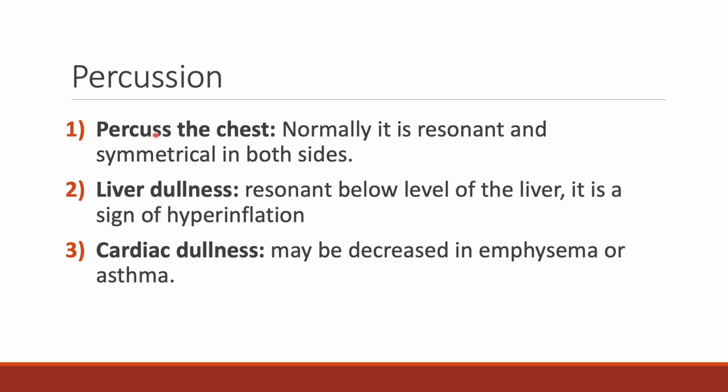During percussion, you should percuss the chest and see whether it is a resonant note, whether it is symmetrical on both sides, and whether you are hearing any dull note. When you're percussing the chest, you should also percuss for liver dullness and cardiac dullness. If it is resonant below the level of the liver, it could be a sign of hyperinflation, so you should always check for liver dullness. And if the cardiac dullness is decreased, it could be emphysema or asthma.